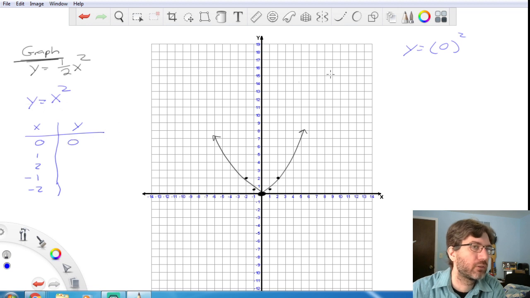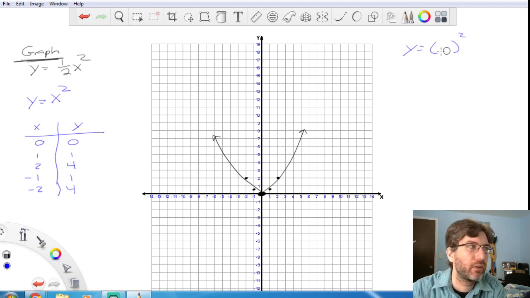So if I come over here and I plug things in, y equals 0 squared is going to give me 0. Y equals 1 squared is going to give me 1. Y equals 2 squared is going to give me 4. Y equals -1 squared is going to give me +1. Just watch your signs with the negatives. And -2 squared is going to give me +4.